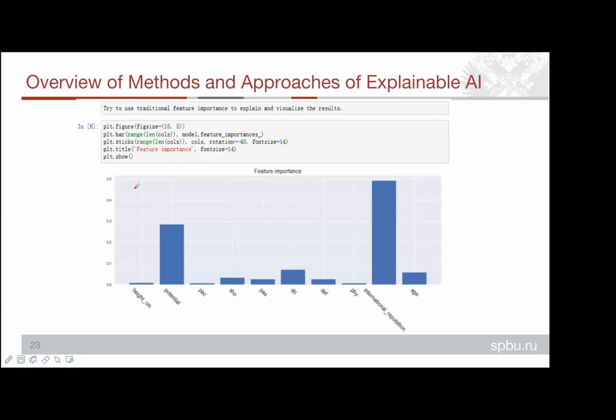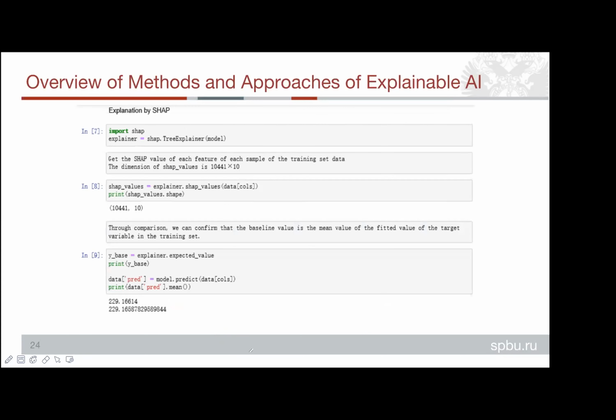And then in the process of explanation, first of all, we try to use the traditional feature importance to explain and visualize the results. From the results, we can only see that potential and international reputation have the greatest impact on salary, but we cannot know whether it is positive or negative. At the same time, we cannot obtain the influence of each feature on the predicted value of each individual. Now, we try to use SHAP to solve this problem.